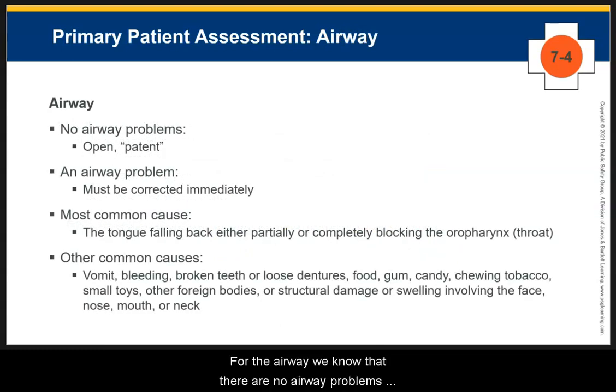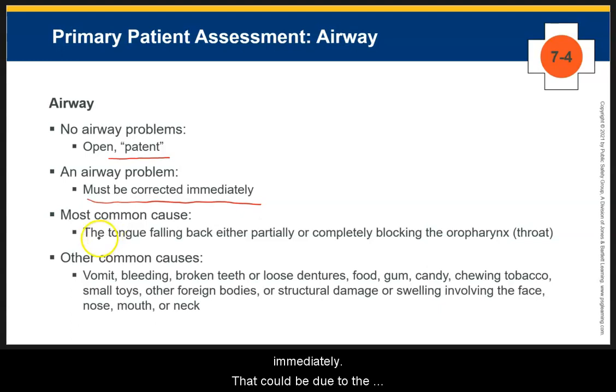For the airway, we know that there are no airway problems. We say that the airway is patent if a patient is responding to us. When we achieve consent, "Hi, may I help you?" and the patient says, "Yes, please help," we know there's no problem. If there is an airway problem, say in an unresponsive patient, we need to address that immediately. That could be due to the most common airway obstruction, which is the tongue occluding the airway, or it could be due to some bodily fluid, such as vomit or blood, a facial injury causing broken teeth, or even something as simple as food or gum obstructing the airway.